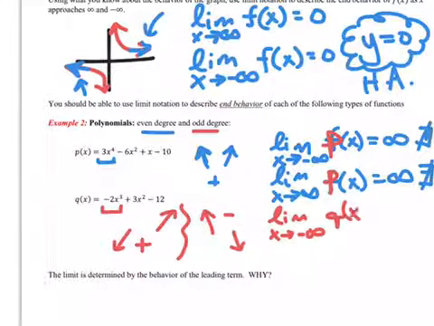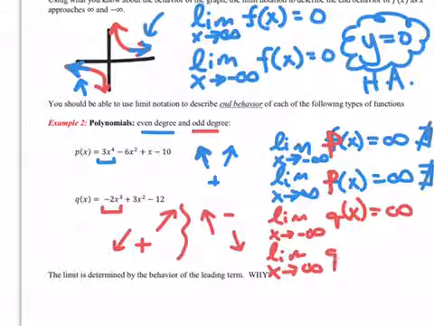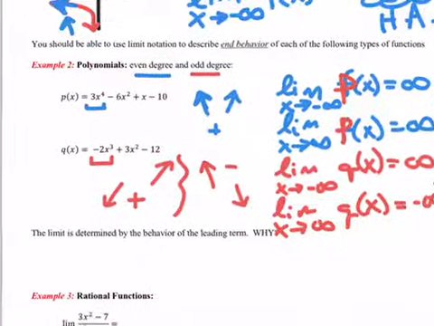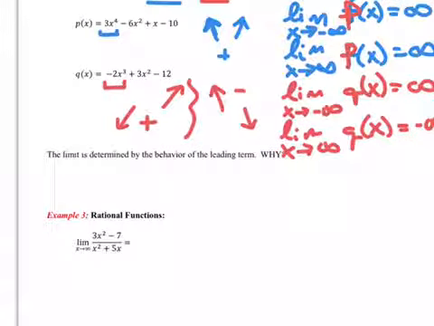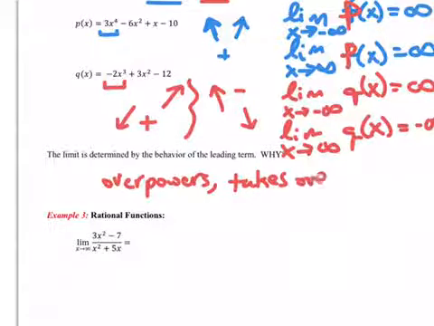Okay, so with q of x, if we go to the left, it looks like our limit would be positive infinity, and our end behavior on the right for q of x would be negative infinity. Therefore, neither of these exist either. Technically, they do go to negative infinity, but there's no horizontal asymptotes. So the limit is determined by the behavior of the leading term. Why? Because that leading term overpowers the others, right? Or you could think of it as takes over as x goes to either positive or negative infinity.